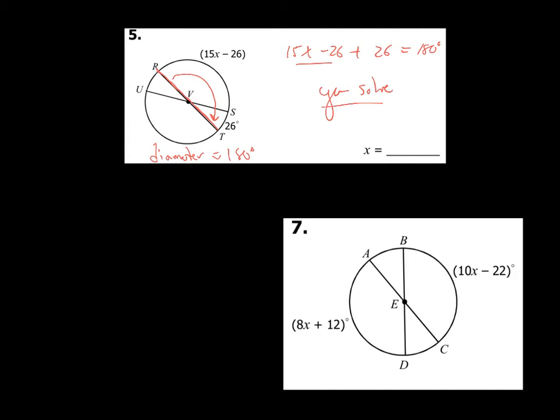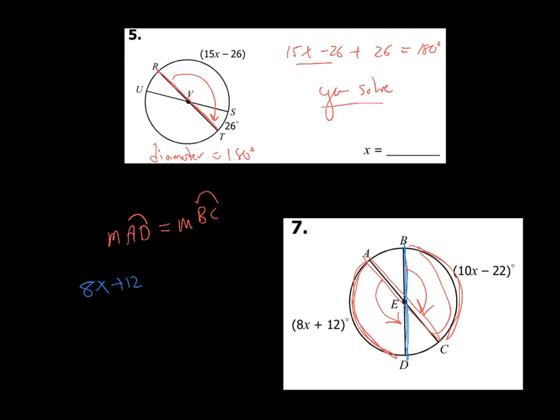For number 7, again, I see that this is a diameter. I also see that this is a diameter. I also notice that this angle right here is vertical to that angle right there, which makes arc AD the same as arc BC, right? The measure of minor arc AD is equal to the measure of minor arc BC. If their arcs are equal, then so is the algebra between them. So 8x plus 12 should be equal to 10x minus 22. You solve the rest.